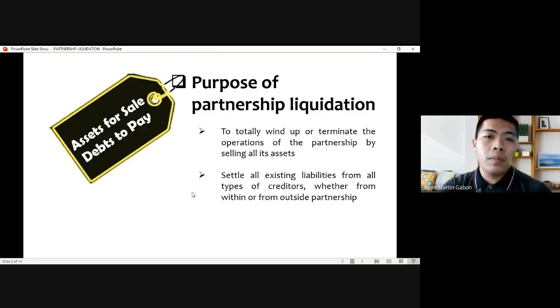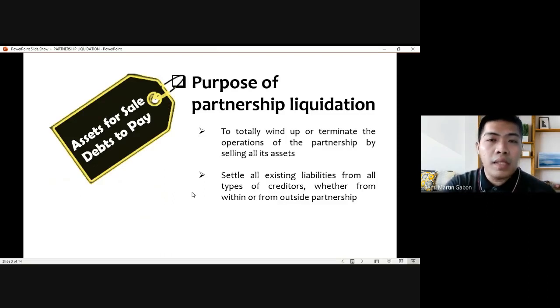The purpose of a partnership liquidation is to totally wind up or terminate the operations of the partnership by selling all of its assets. Now, in contrast again with a dissolution, there is no total termination for dissolution. However, for partnership liquidation, there is a termination through selling of its assets. So there's a termination of the operation. However, when we say dissolution naman, only termination of a partnership at some point.